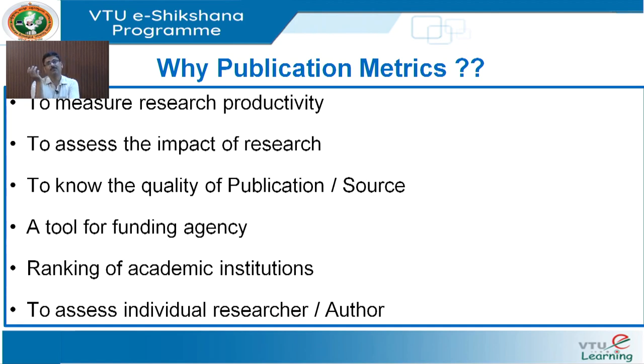Okay. And also now we are witnessing a lot of ranking frameworks where they give a significant weightage to these publication metrics. And also to assess individual researchers or authors for various awards and recognitions, especially in the scientific field, they look at the publications, what kind of publications they have, what kind of citation pattern they have, and all other related metrics. So these are the various reasons. Now publications have become an important parameter.